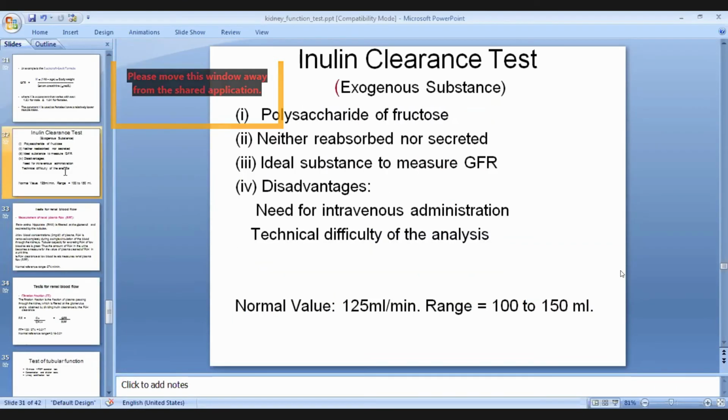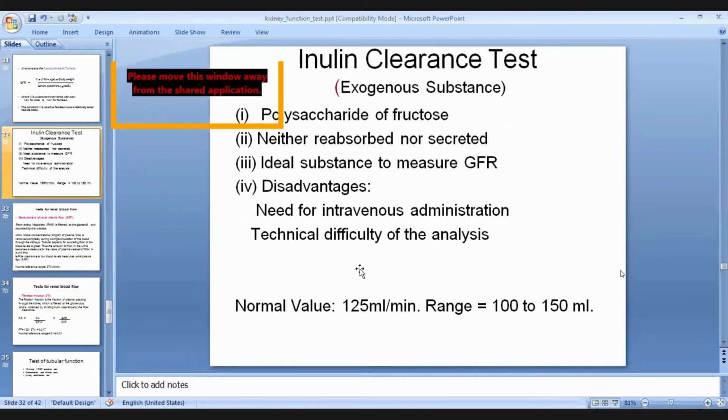Another test is the inulin clearance test. Inulin, as you know, is a polysaccharide of fructose. It is neither reabsorbed nor secreted, so it measures GFR, and it is exogenous. Inulin is not produced by the body, and it should be provided exogenously. The disadvantage is that it needs intravenous administration, it should be provided IV. There are also certain technical difficulties in the analysis.